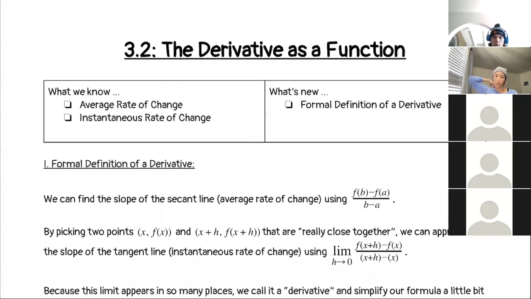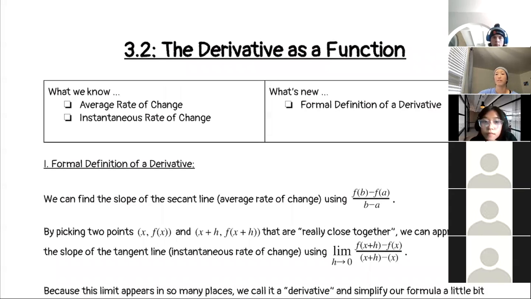Okay, so 3.2 talks about the derivative as a function. All right, so what do we know so far? We just talked about the average rate of change versus the instantaneous rate of change. And what's going to be new in this section is talking about the formal definition of a derivative.